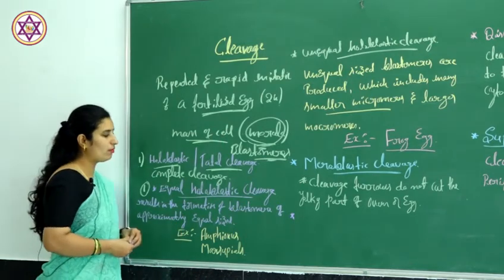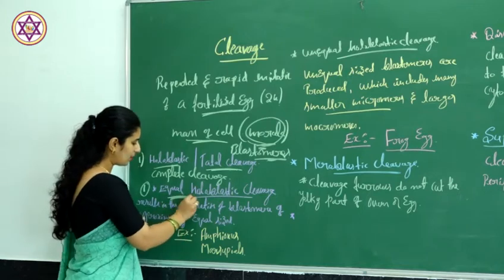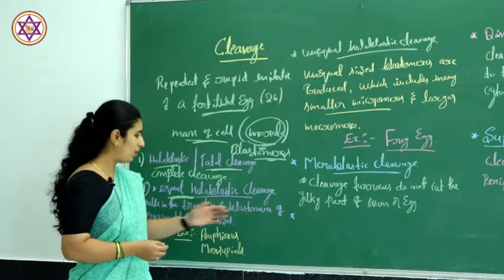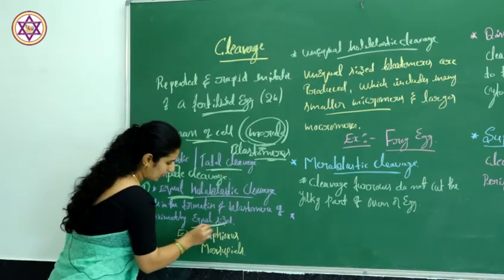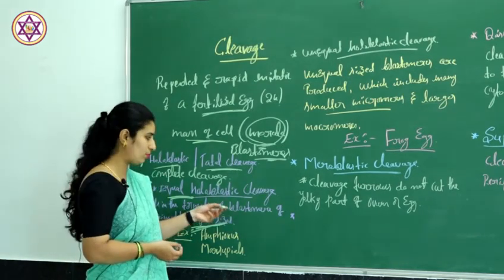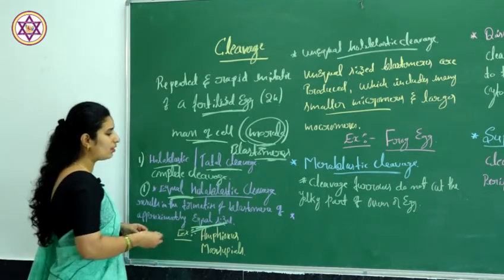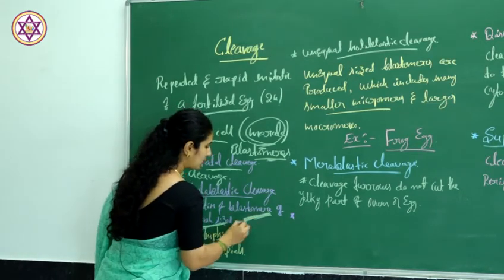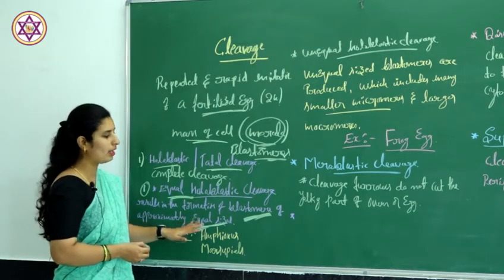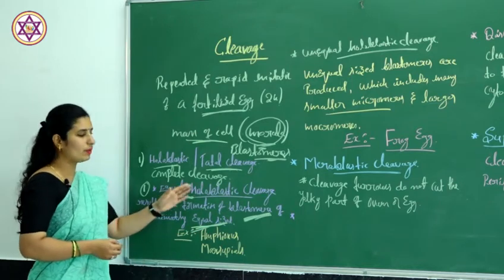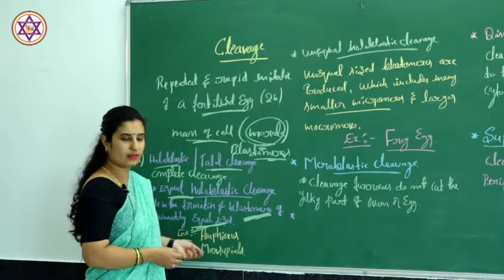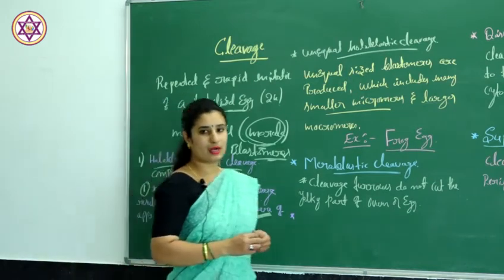Equal holoblastic means, as the name says, the cleavage results in the formation of blastomeres of approximately equal size. We can see equal sized blastomeres in case of equal holoblastic cleavage. Examples are Amphioxus and marsupials.